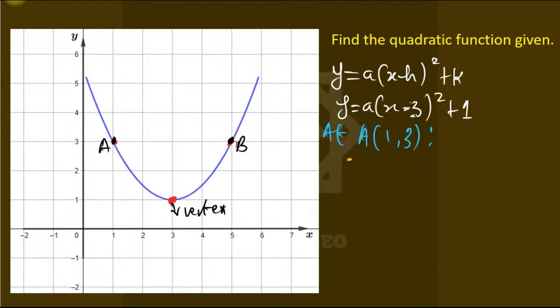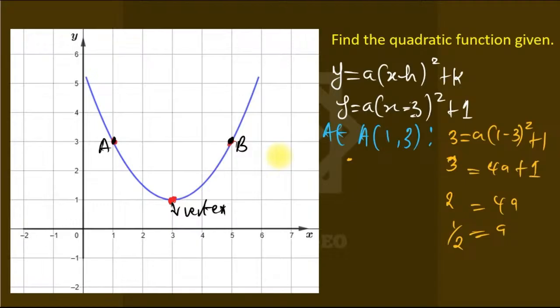So I have 3 equals a times (1 minus 3) all squared plus 1. Yes. As you can see, I've substituted y as 3 and x as 1. So 1 minus 3 is minus 2. Minus 2 squared is 4. So I have 4a plus 1, and this is 3. So I have 3 minus 1 is 2, over 4, so a is half. 2 over 4, which is half.